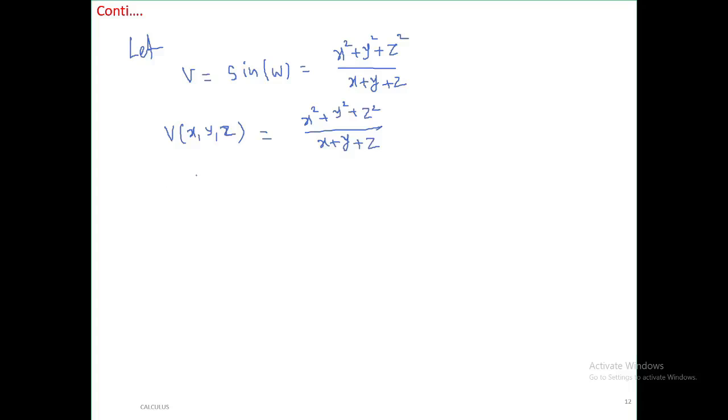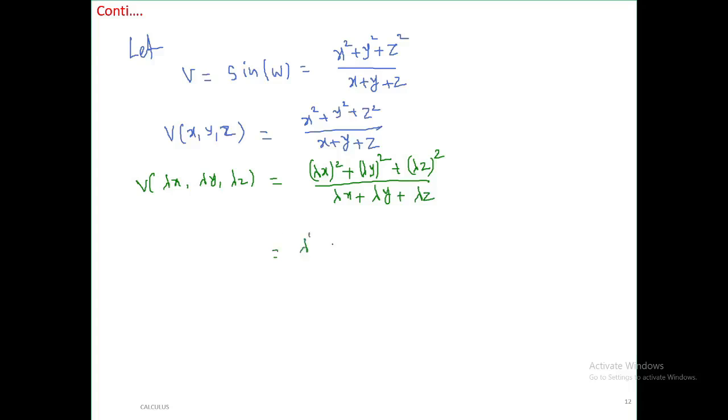Okay, now so therefore v of lambda x comma lambda y comma lambda z. Now substitute back, so lambda x whole square plus lambda y whole square, next lambda z whole square divided by lambda x plus lambda y plus lambda z. Now lambda power 1 comes out overall, so lambda power 1 into, directly I am writing, v of x comma y comma z.